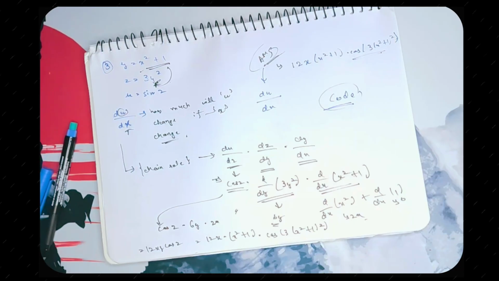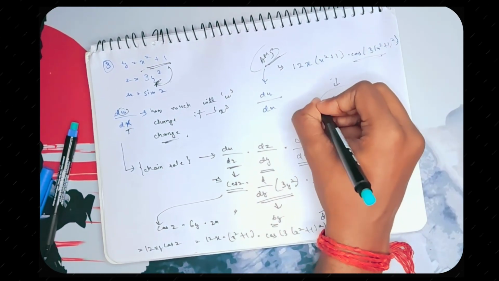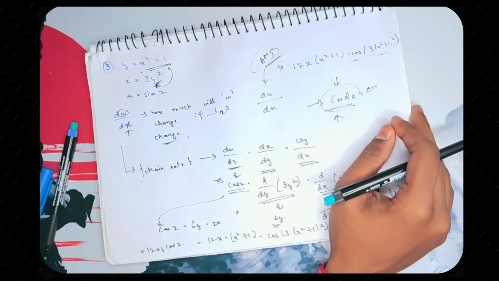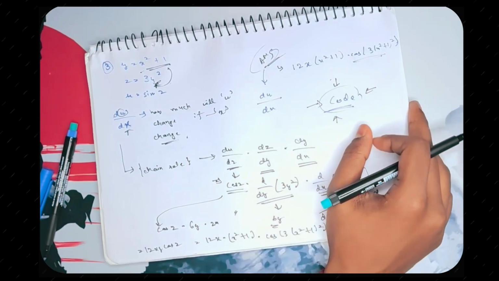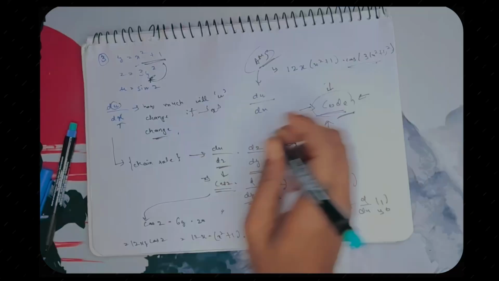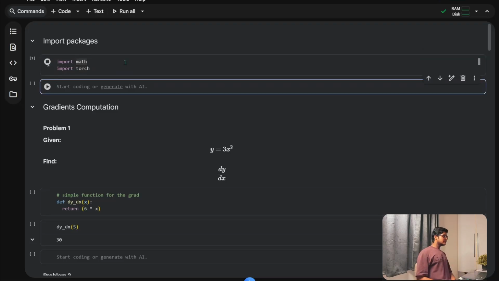Alright, so once we have solved this, let us code it. Let us code these three equations so that we understand how to manually code these gradients, and that will basically make our understanding of Autograd much easier. So let us first code it. Alright guys, so this is what the code of the three equations that we computed looks like. So at first we have to import the packages, the math and torch packages.